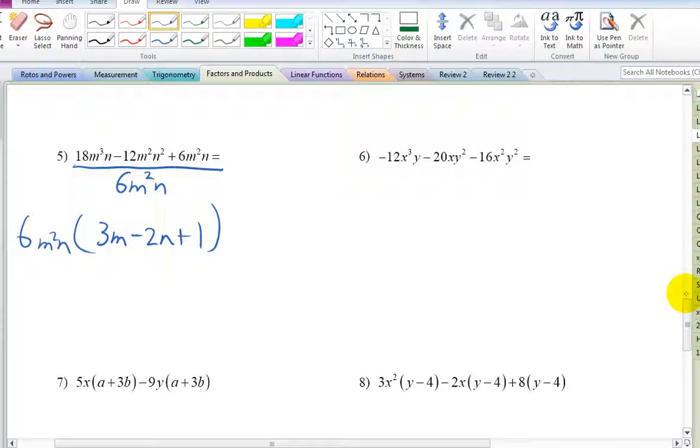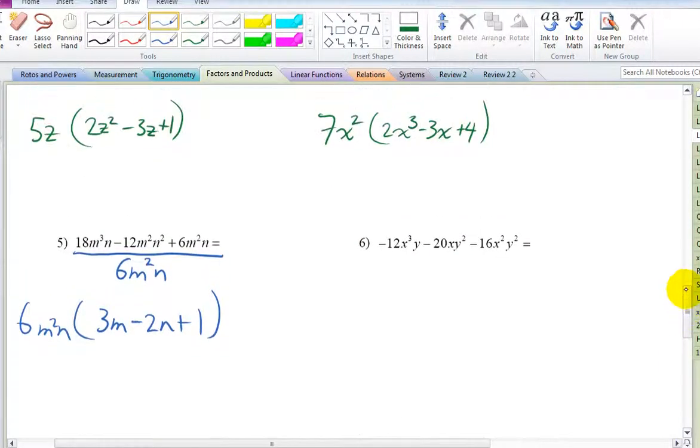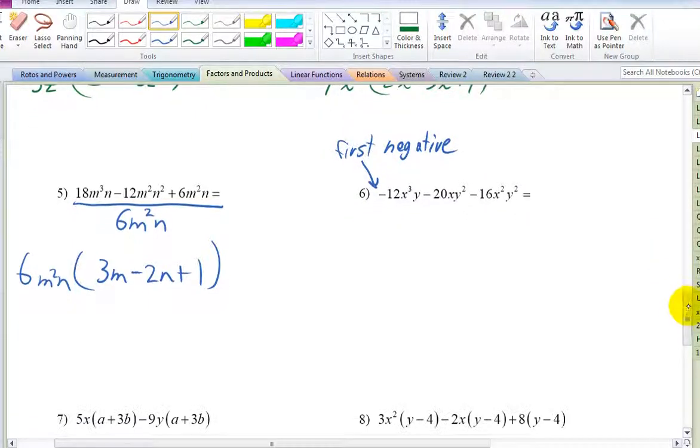Number 6. What's smacking you in the face right now with number 6? What's weird? What's different? What's smacking you in the face? Catherine? Exactly. Not just all of them, but the first one. Okay, so the first one is negative. That should be hurting you right now. And so what do you think you're going to have for a GCF if you have a negative sign at the front? Negative GCF. Okay, go ahead, take out a negative GCF. Go.